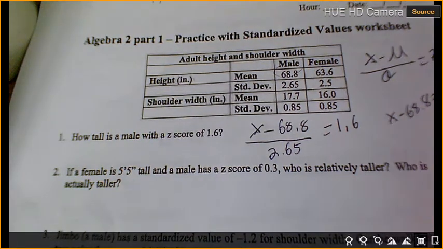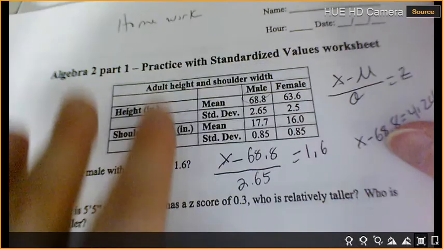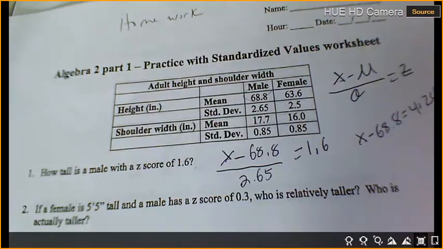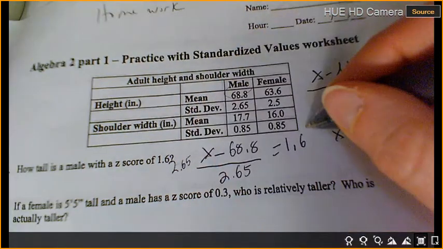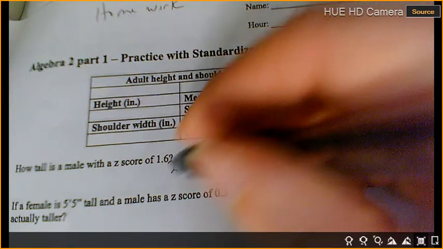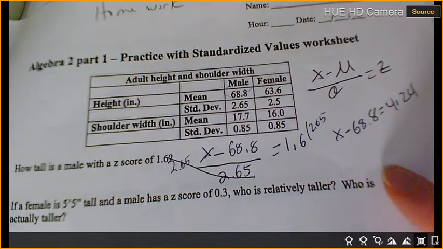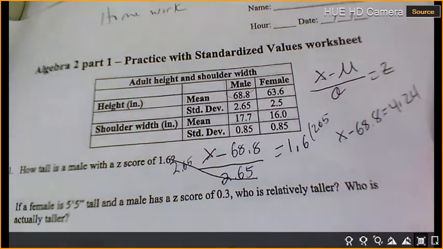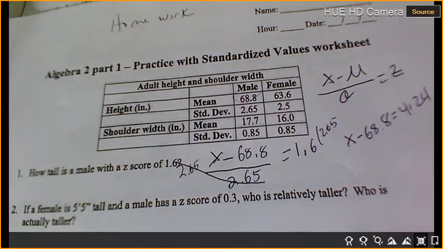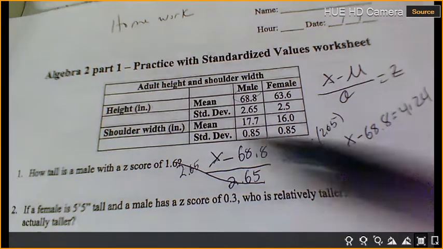What are you asking, Abs? Why I'm doing it? No, I times both sides by 2.65. So set it up like x minus, yep, so these cancel. 2.65, and then times both by 2.65. And then you got x minus 68.8 equals 4.24, because 1.6 times 2.65 is 4.24. Right here, the z-score equals 1.6.